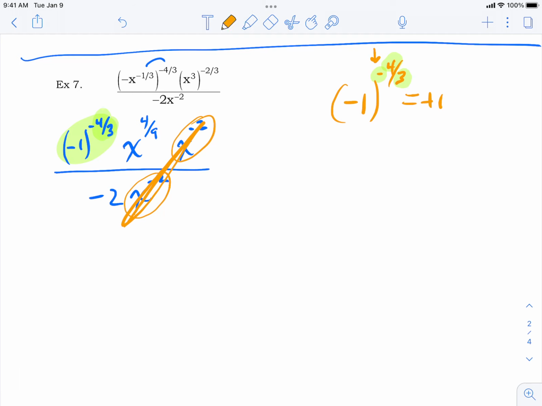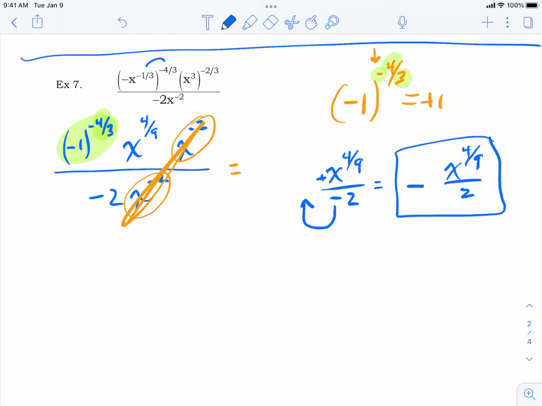Well, that was easy. Or not easy, but it ended up with an easy result, is what I should say. So what have we got here? We've got an x to the 4/9 up here, and on the bottom we've got a negative 2. And the last thing to do is, remember, if you have a positive divided by a negative, it comes out negative, so just write it that way. Put the negative in front. Please don't leave your negative in the denominator. It looks terrible. So there we are. We've done it. Yay.